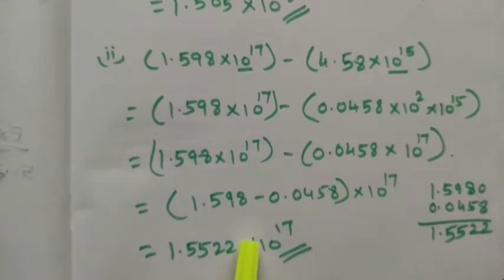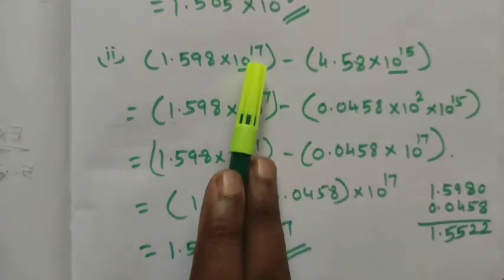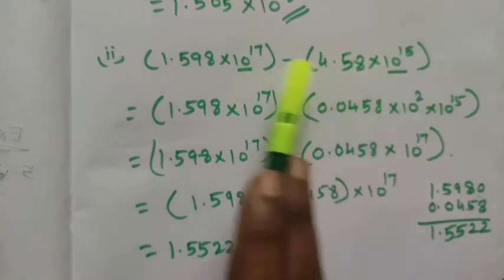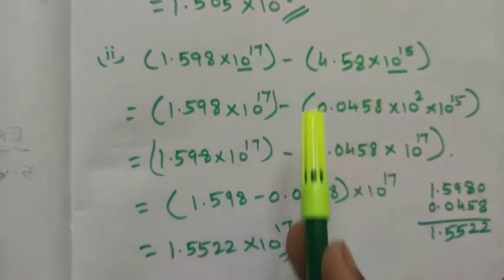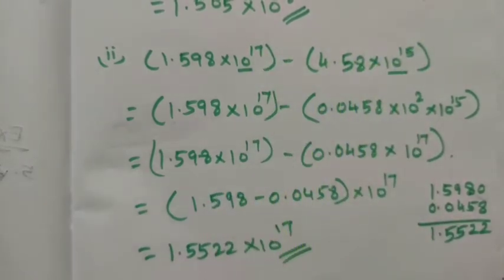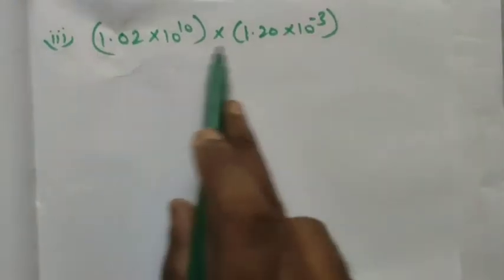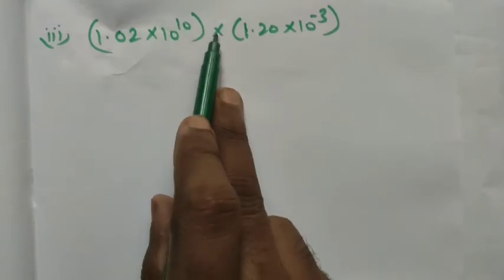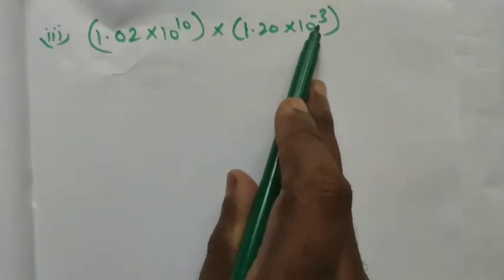While we are adding and subtracting two terms, then only we need to see that the power must be equal. The power of 10 should be equal while adding and subtracting. But this condition is no need to check in multiplication and division. Next, see the next sum. Here, the third one is 1.02 into 10 to the power of 10 into 1.20 into 10 to the power of minus 3.